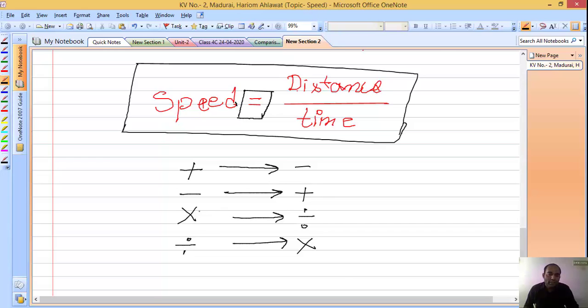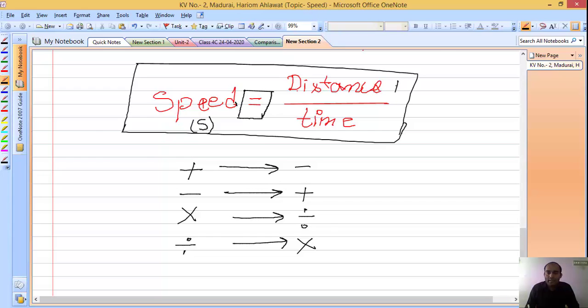If something is in multiplication and you are crossing the equal sign, then it will change into division. And if something is in division and you are taking it through the equal sign, then it will be changed into multiplication. Okay, now for the speed I am going to use S.